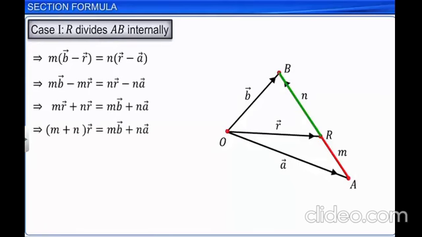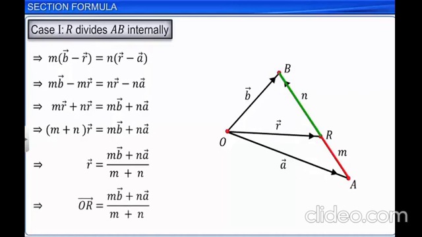we get vector R is equal to m into vector B plus n into vector A, divided by m plus n. This expression gives the position vector of point R that divides line segment AB internally in the ratio m:n.